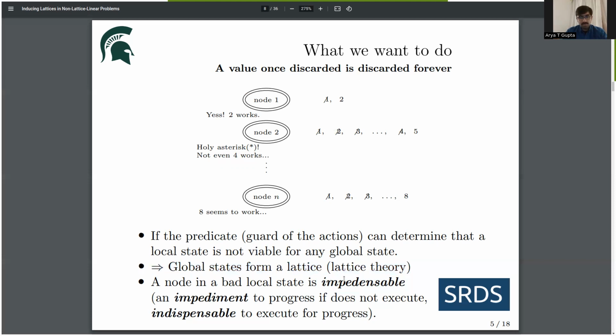Now, a node that is in a bad state is called impedanceable node. This word impedanceable is a conjunction of two English words, impediment and indispensable. It is called impedanceable because a node in a bad local state is an impediment to progress if it does not execute, and it is indispensable to execute for progress.